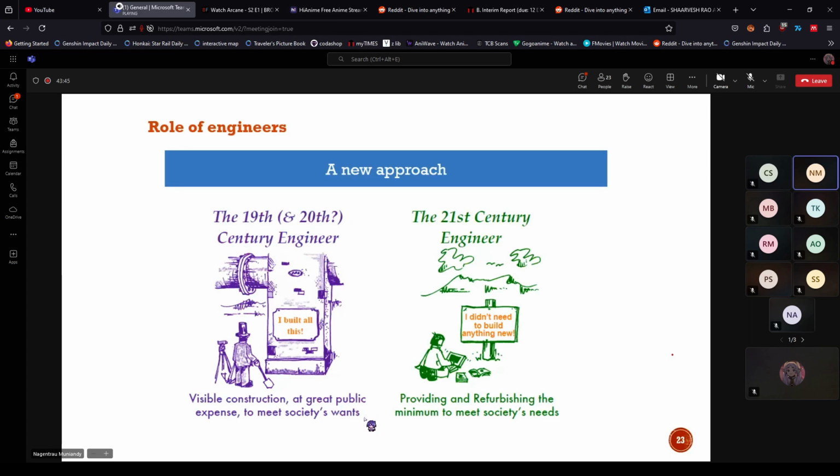This is one of the very meaningful illustrations, I would call it. Those days, maybe 19th and 20th century engineers, were always focused on doing things in a great way. For example, I wanted to come out with a building, a skyscraper, or maybe I wanted to build a house very big. Most of the time we were focusing on the pride.